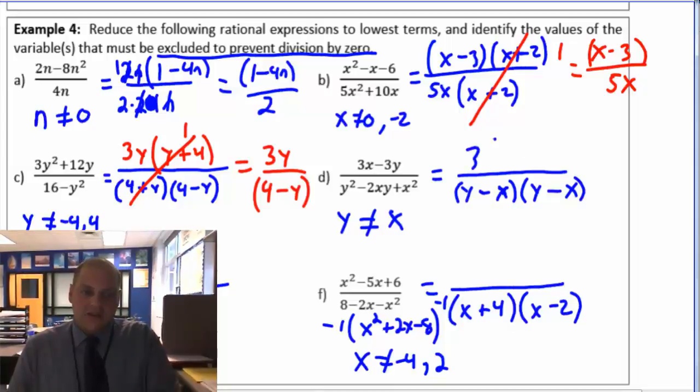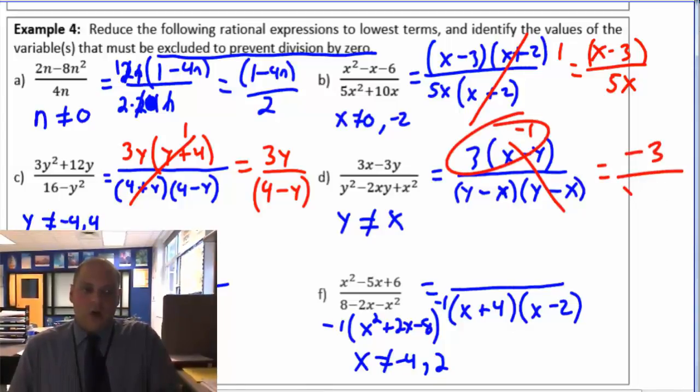This is going to be 3 times x minus y. And I have x minus y over y minus x. That reduces to negative 1. So multiply that. Negative 3 over y minus x.